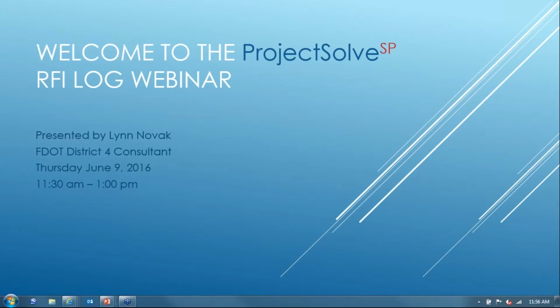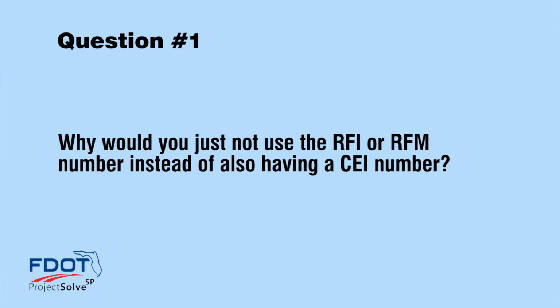First question: why would you just not use the RFI or RFM number instead of also having a CEI number? The CEI number, you could use the same number as RFI, RFM if you want. If you're writing it another way, you could do RFI1, RFI2, RFM1, RFM2 in the box where the CEI number is. It would work either way.